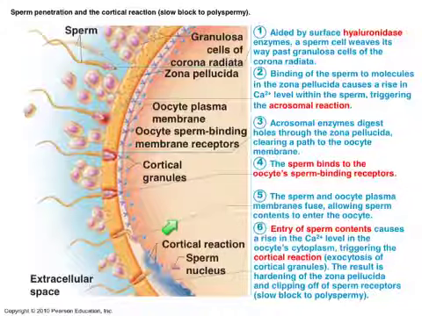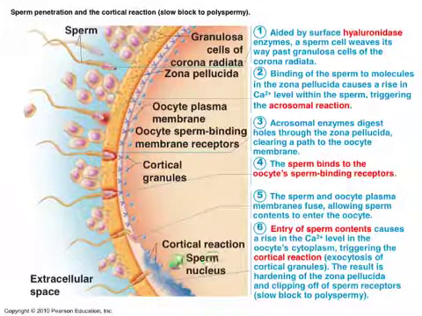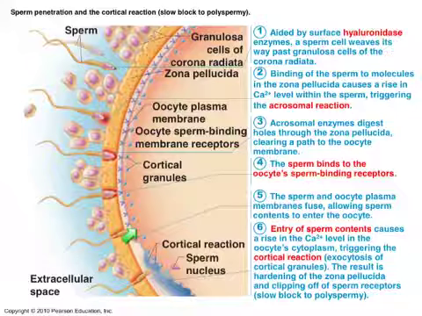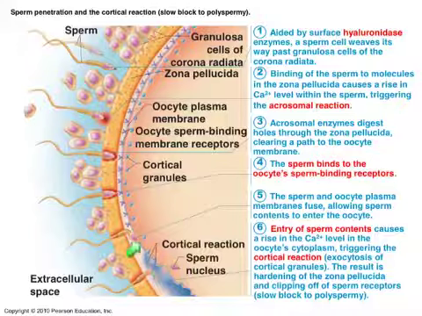Once the sperm nucleus does get into the oocyte cytoplasm, that triggers a rise in calcium levels that sets off the cortical reaction. And in the cortical reaction, you get exocytosis of these preformed granules that are sitting there just under the surface, just under the plasma membrane of the oocyte. And once the sperm nucleus goes in, these vesicles are released, and they dump their contents all over, completely around the surface of the oocyte.